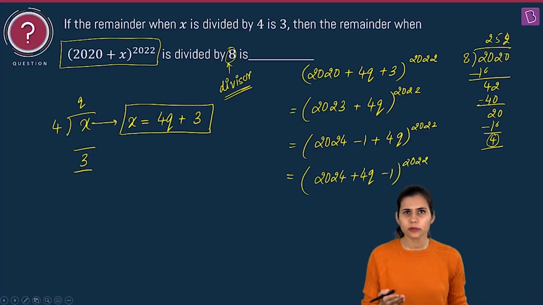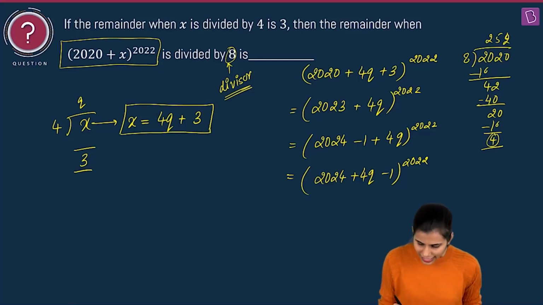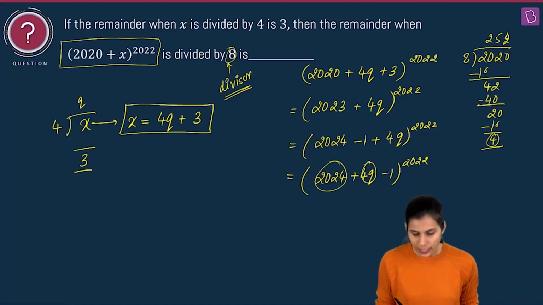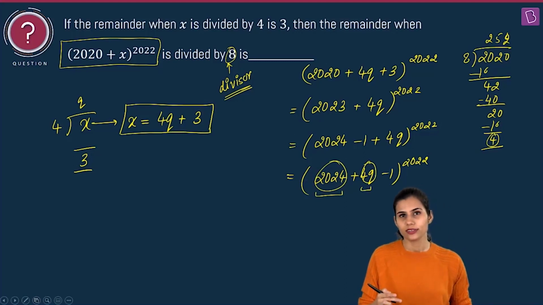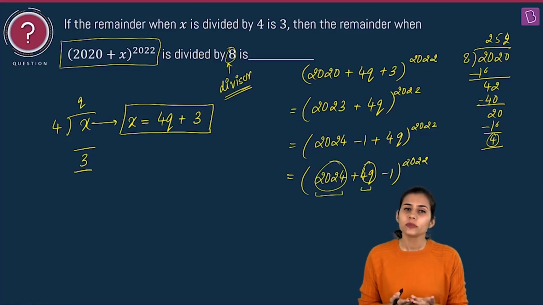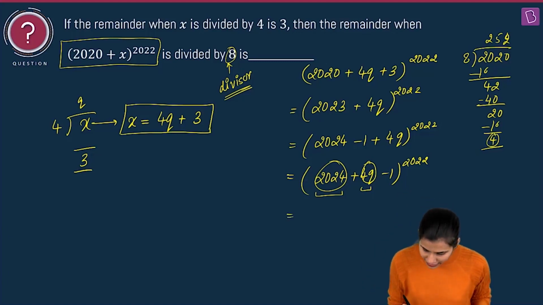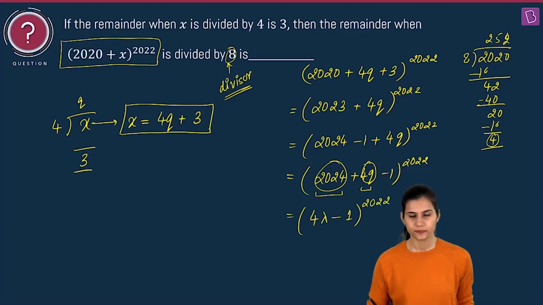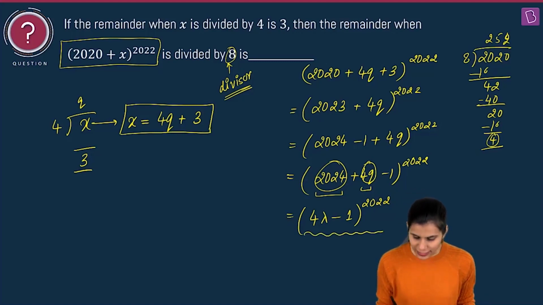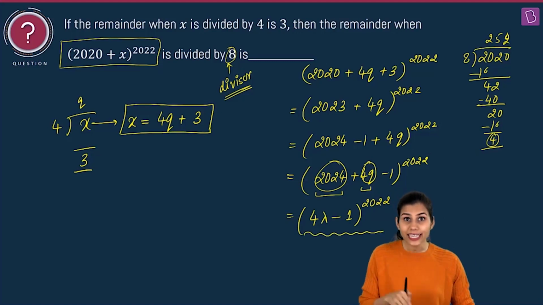Now if something is divisible by 8, it is also divisible by 4. And 4q is already divisible by 4. That means both these quantities individually are divisible by 4. Yes. So their sum will also be divisible by 4. So I am going to write this as 4 into something, let's call it lambda, minus 1 raised to the power 2022. Okay. Did you understand? Alright. So this is now the expression that I have to work on. I have to divide this expression by 8 and see what is the remainder.